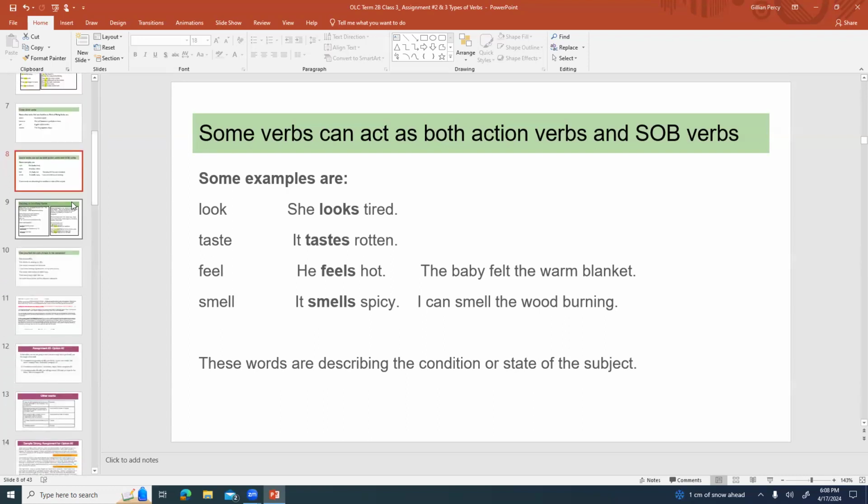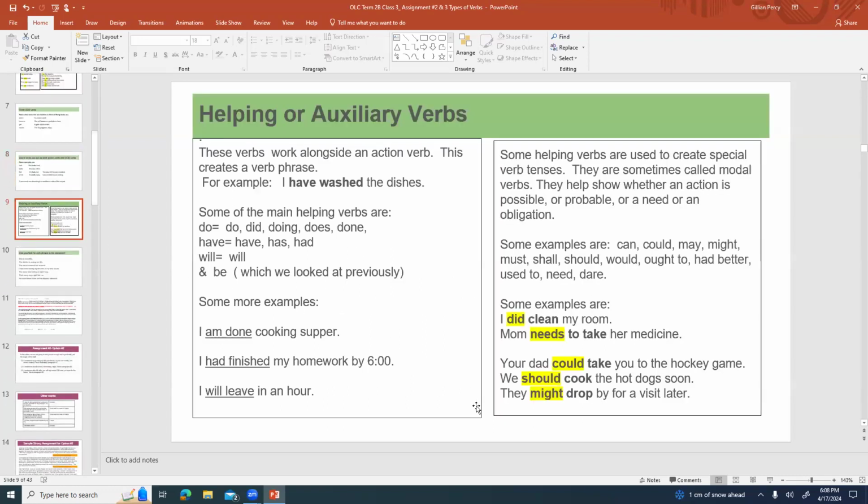Helping or auxiliary verbs. These are verbs that work alongside an action verb and create a verb phrase. Things like have washed. I have washed the dishes. The main helping verbs are do, which has its little conjugations: do, did, doing, does, done. Things like have, has, or had. Will just stays as will. And be we looked at previously. Some more examples might be things like, I am done cooking supper. I had finished my homework by 6 o'clock. I will leave in an hour.